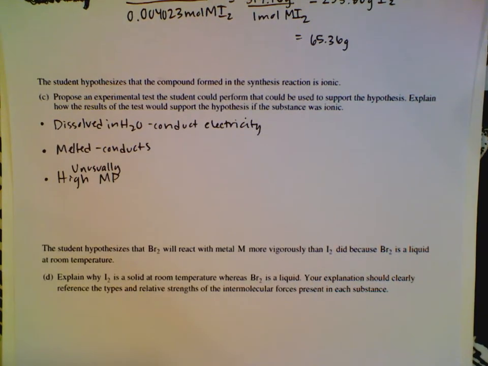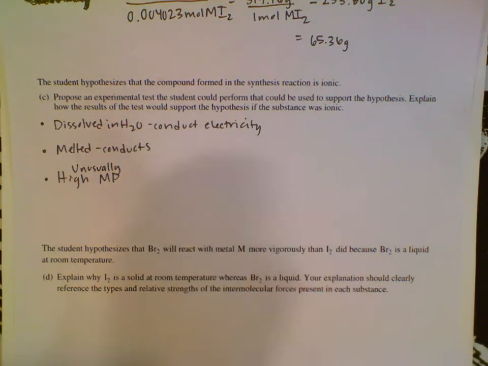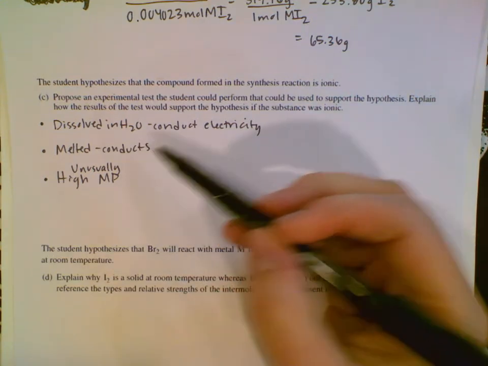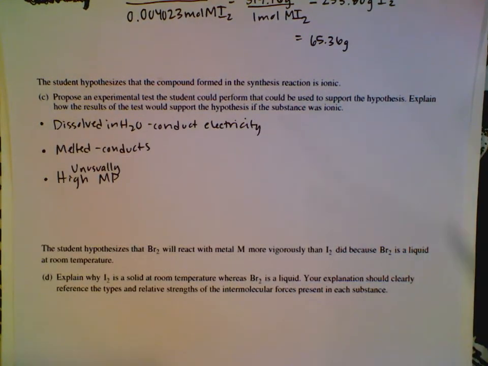So all of those things are potential tests that you could run. You could dissolve it and see if it conducts electricity. You could melt it and see if it conducts electricity, or you could test its melting point. If it conducts electricity in either of these phases, that's an indication that it's an ionic compound, and the same thing for a melting point. So any of those discussions are fine.